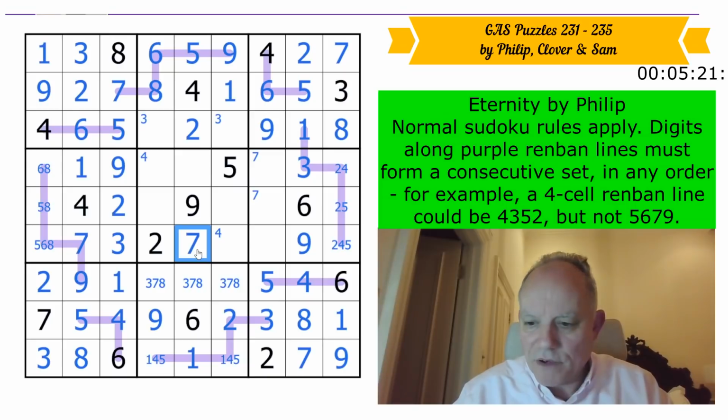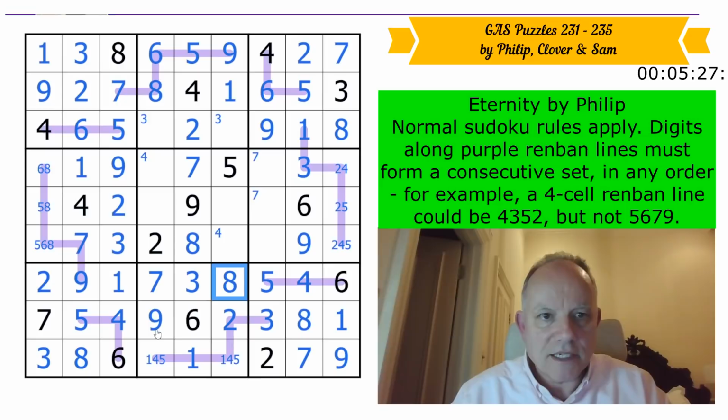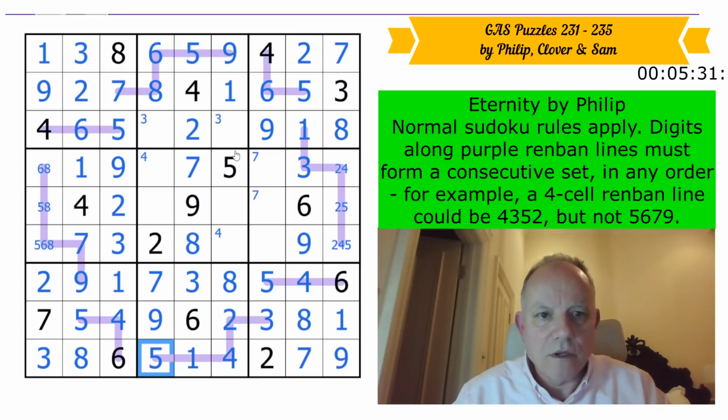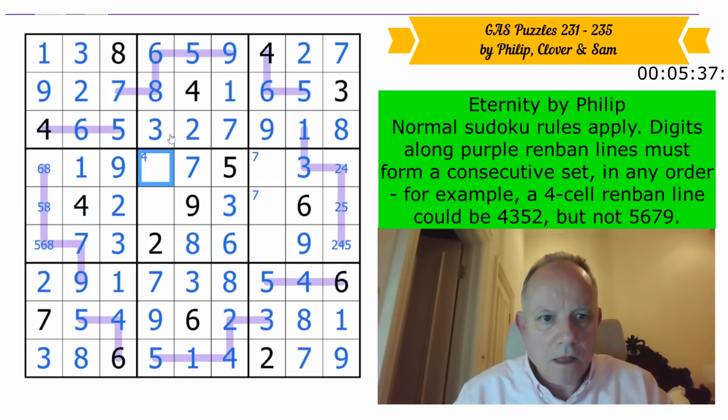3, 8, 7. Yes, that's 8. This is 7. That's 3. We can do 7 and 8 next to it. Actually, I can do 4 and 5 at the bottom as well. That's 7. 3, 6. That's 3.